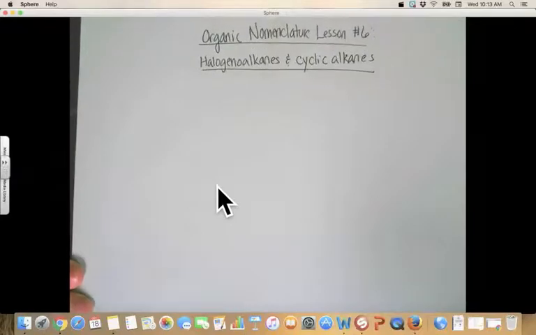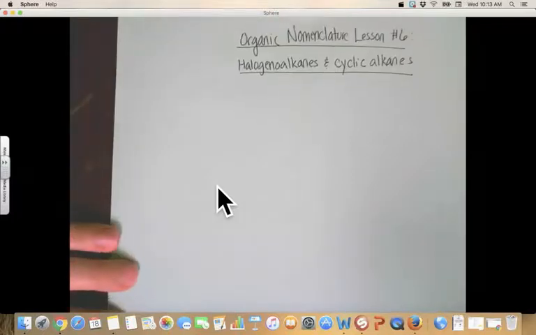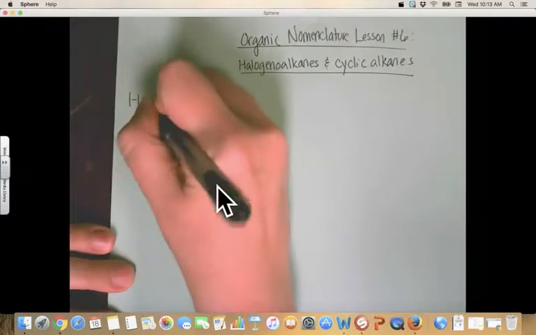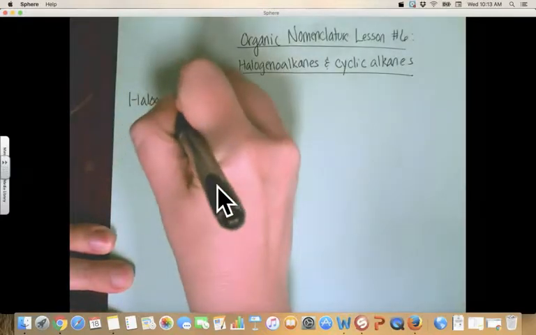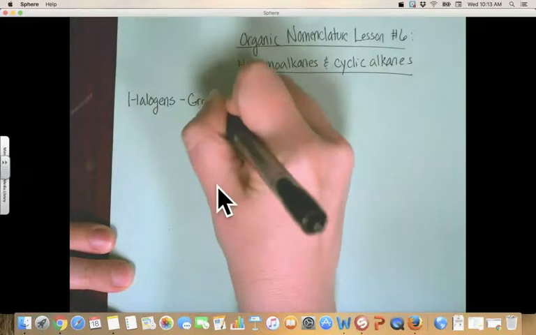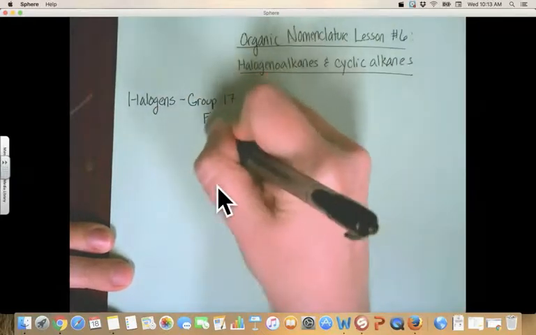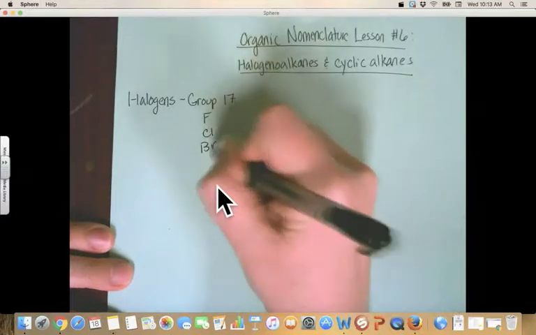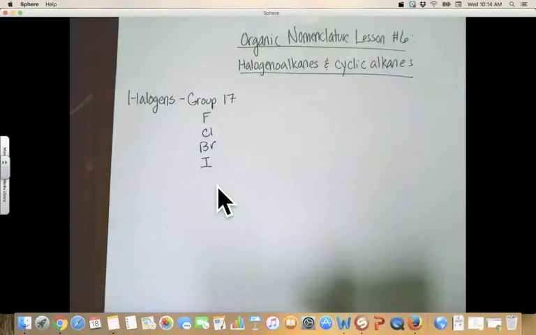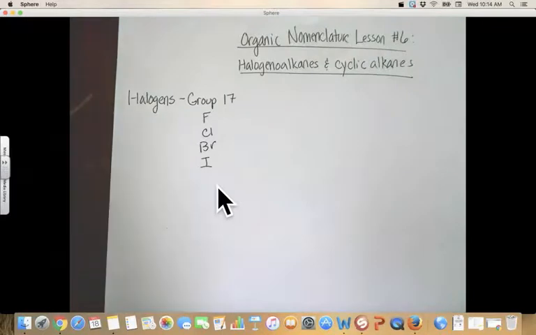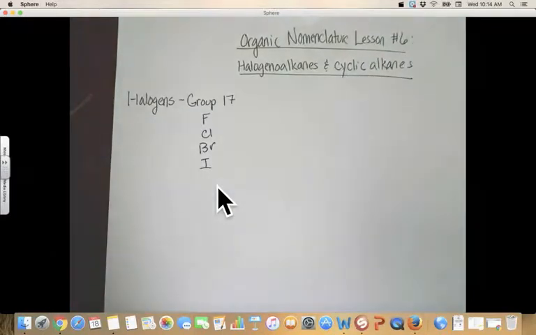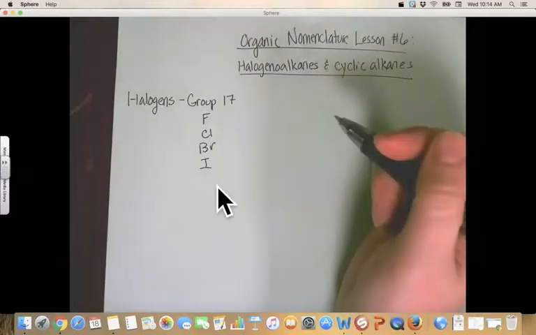Organic nomenclature number 6, lesson number 6, is on halogenoalkanes and cyclic alkanes. So, your halogens, that's group 17: fluorine, chlorine, bromine, iodine, and astatine. Okay, this is going to be a little different because we're not going to use a suffix here, we're going to use a prefix. And these prefixes hopefully will make a lot of sense.